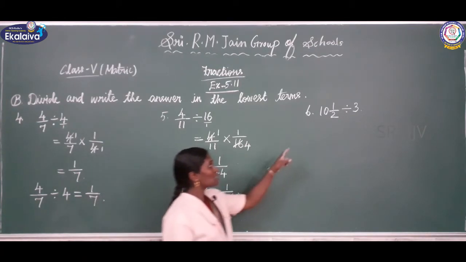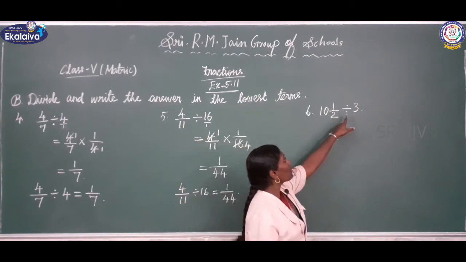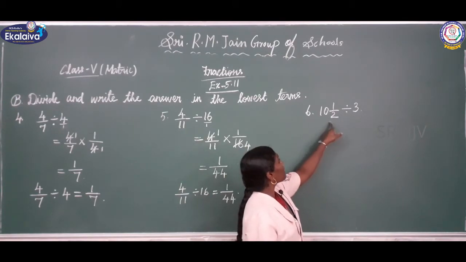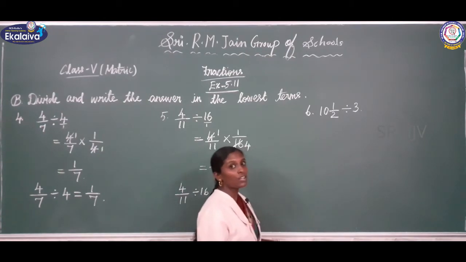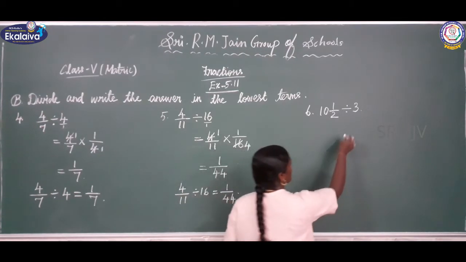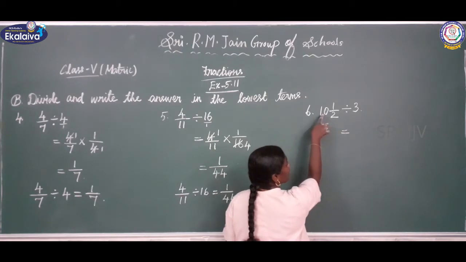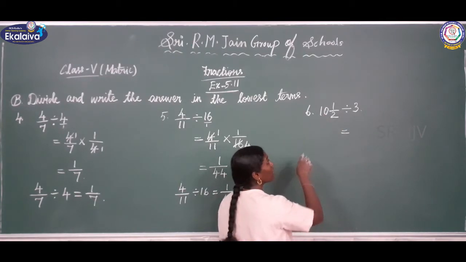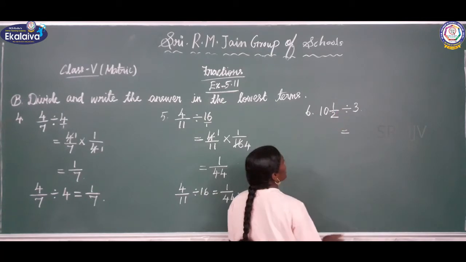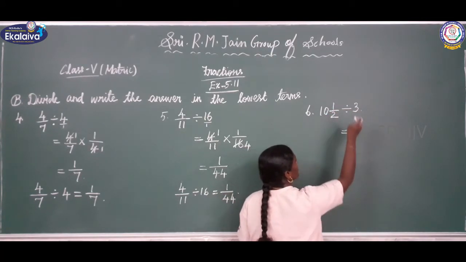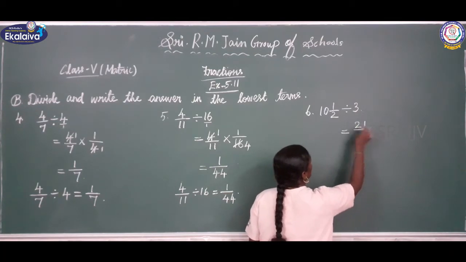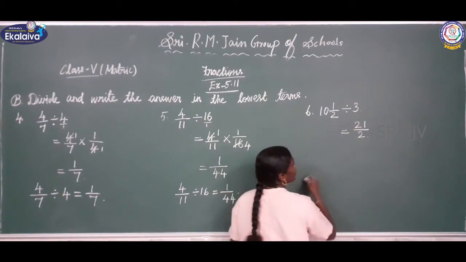Okay. The next one, 10 1 by 2 divided by 3. Here we are having a mixed number. First we have to convert the mixed number into an improper fraction. For that what we have to do? We have to multiply the denominator and the whole number part. Then we have to add the numerator. 2 into 10, 20. 20 plus 1, 21. Then the same denominator number 2.